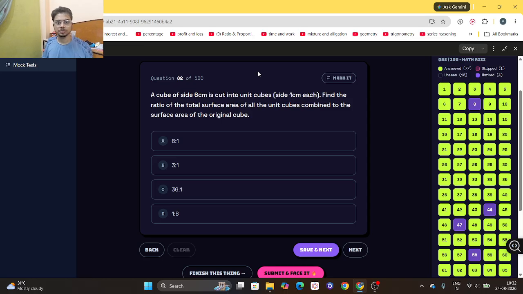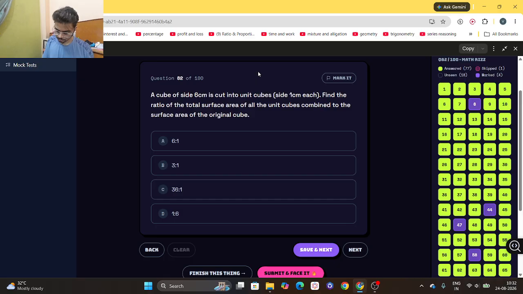A cube of size 6 centimeters is cut into unit cubes of 1 centimeter each. Find the ratio of the total surface area of all the unit cubes combined to the surface area of the original cube. So volume of the original cube is 6 cube, 216. New cube formed has volume 1 cube. So the number of cubes formed is 216 upon 1, 216 cubes.